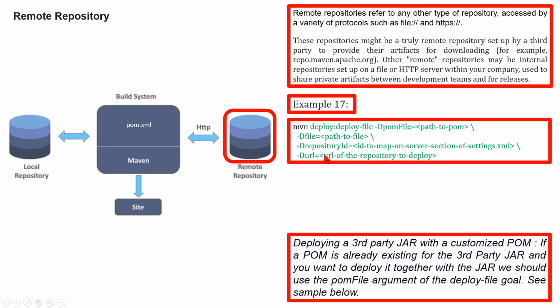Note that the group ID, artifact ID, version and packaging arguments are not included here because the deploy-file goal will get this information from the given POM. Here the path to POM, path to file, ID to map on the server section of the settings.xml, URL of the repository to deploy.